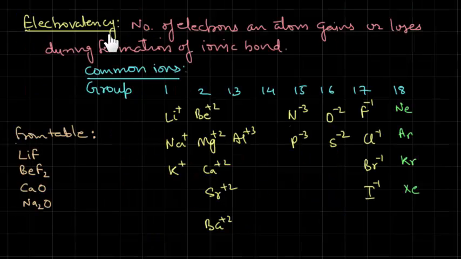Electrovalency. It is the number of electrons an atom gains or loses during formation of an ionic bond. So we have seen the examples already, but let's go back to those examples and see what the electrovalency of the atoms is.